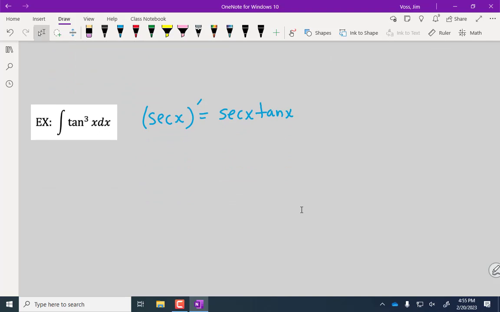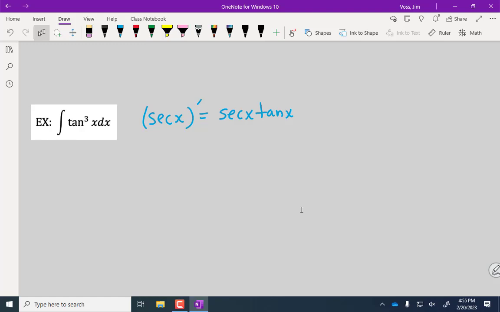So if we're going to stick a sec tan over with the differential, what do we want to let u be? Secant. Right? We want to let u be secant because then its derivative will be secant tangent. So we're going to have a secant tangent over with the dx. We're going to let u be secant.